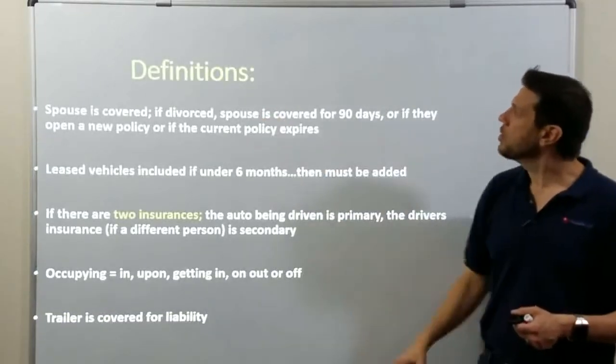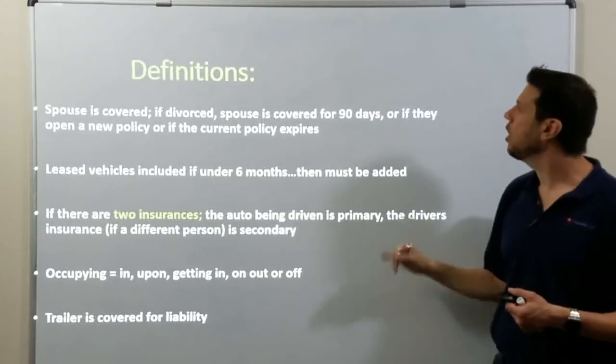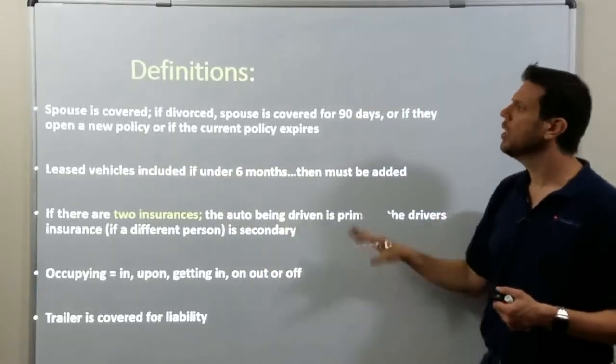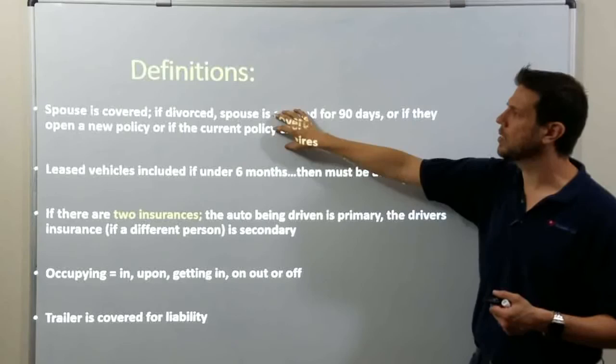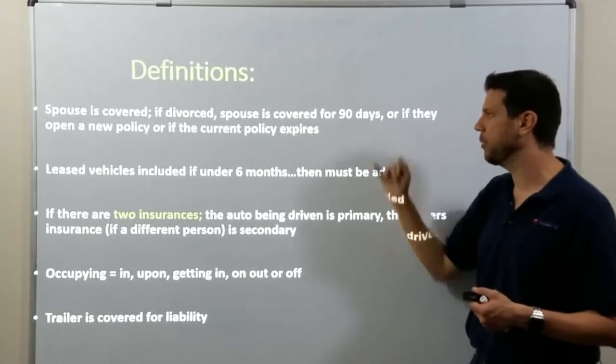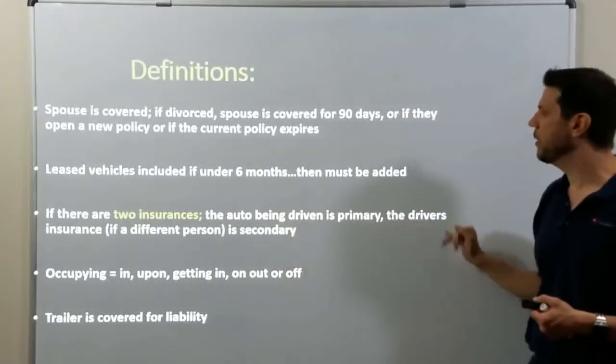If you ever get divorced, your spouse is covered under your policy for 90 days or until they get a new policy, or if your policy expires. So your spouse is still covered underneath your policy until either they get insurance or your policy ends, or for a maximum of 90 days. If there's two policies, the vehicle being driven is primary.